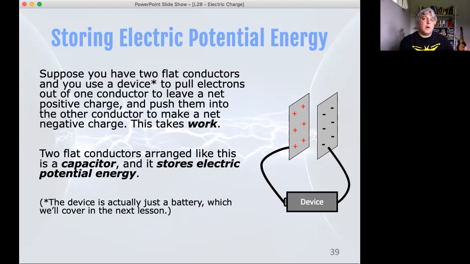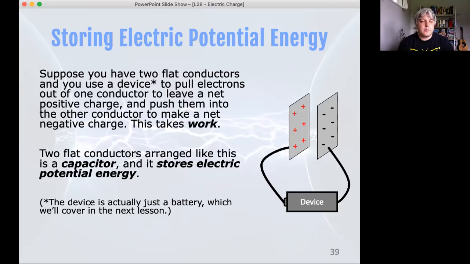But regardless, you pull them off, you are doing work on every single electron, even that very first one. You end up with a bunch of positive charge on one plate, a bunch of negative charge on the other plate. And then if you disconnect them so that there's no way for the electrons to flow from the negative one back to the positive one, you now have electric potential energy stored in these two plates, and that is called a capacitor. It's a very, very common component of circuitry and electronic systems. And that's all it is. It's just the idea of storing this electric potential energy.